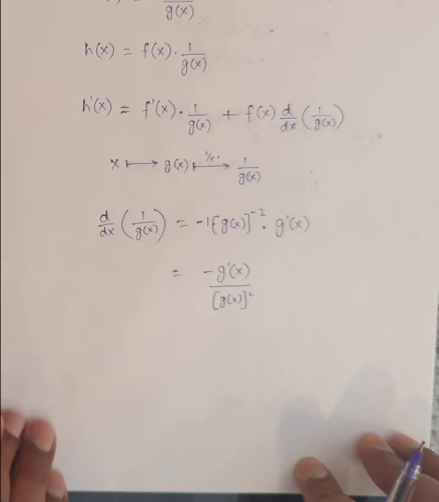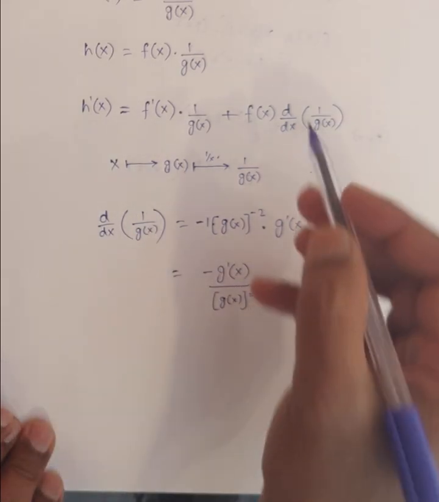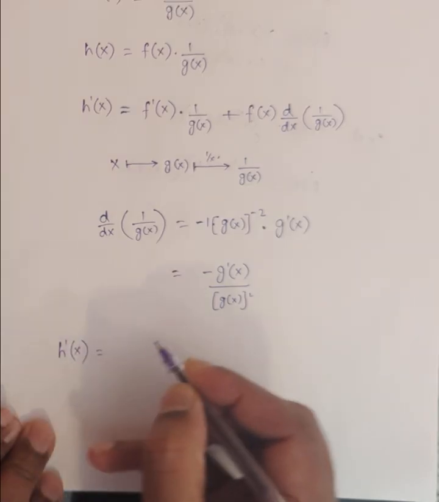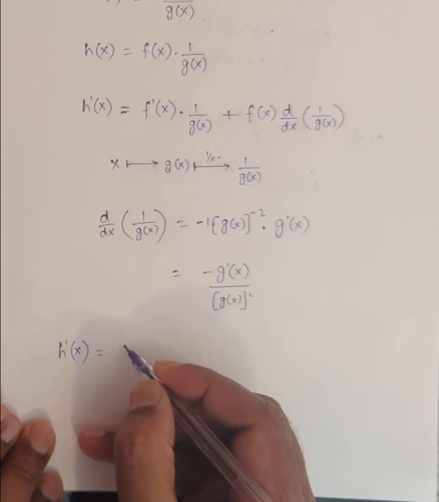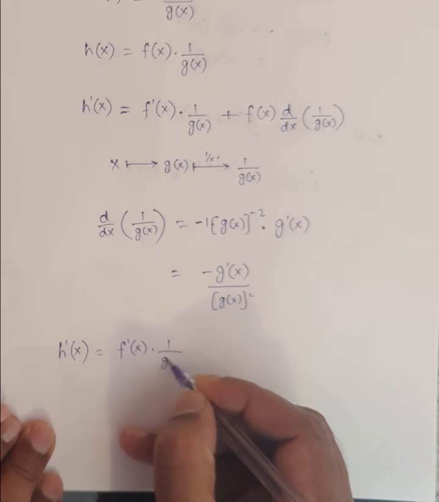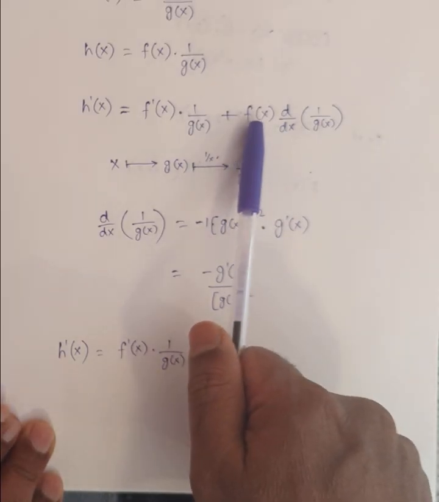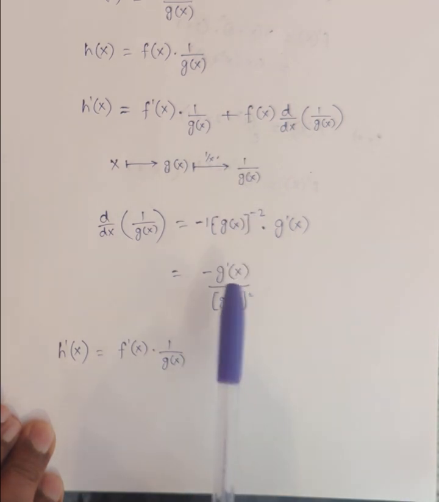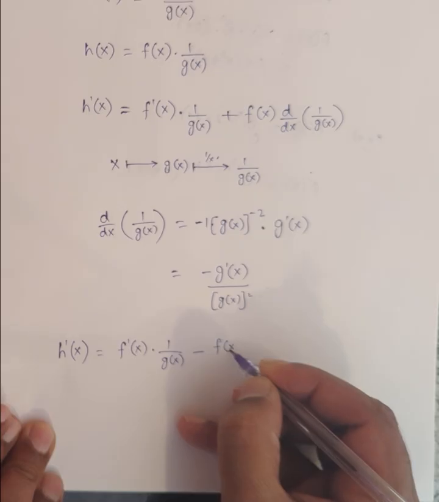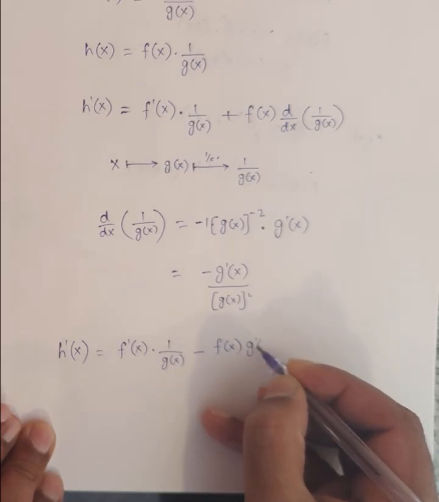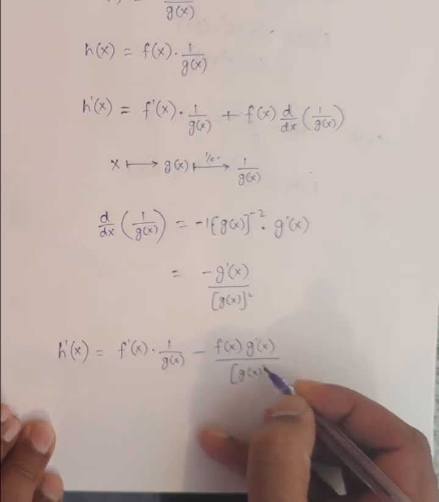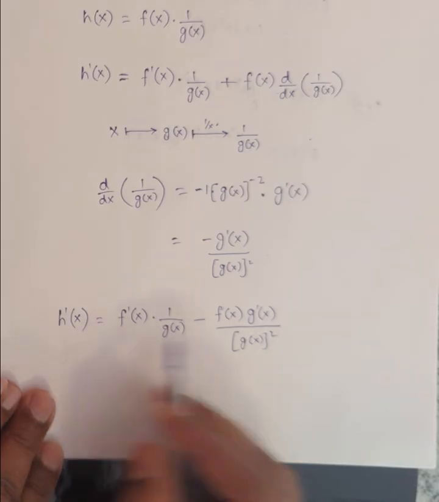So now we can plug this into h prime x. So h prime x is then f prime x times 1 over g of x, plus f of x times this quantity, but it's negative, so let me write minus f of x g prime x over g of x quantity square. So there are two terms.